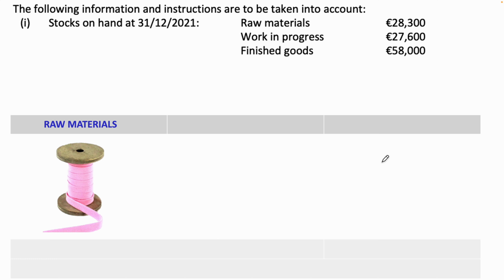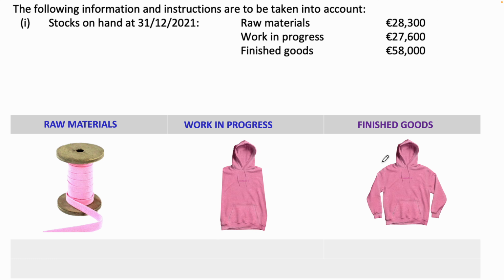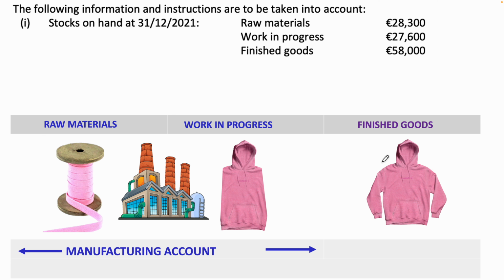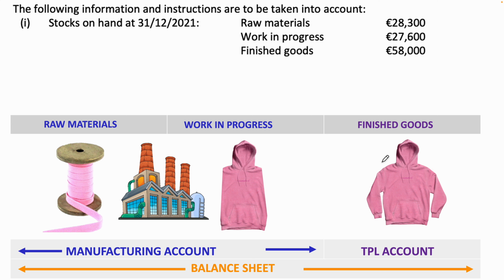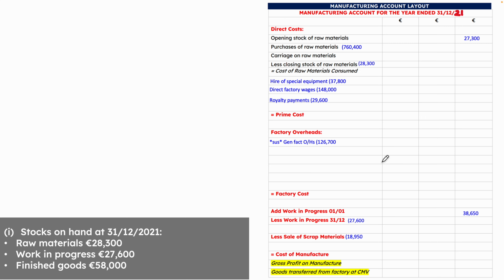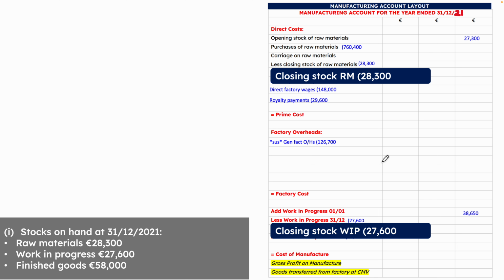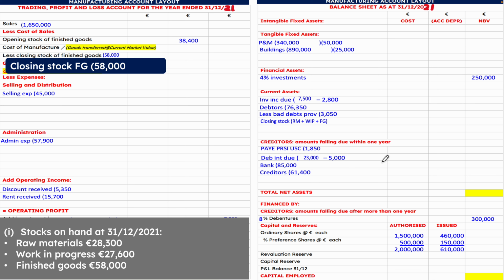So raw materials and work in progress, they are both going to go into the manufacturing account. Okay, they relate to the factory, they're going to go into the factory account, the manufacturing account, whereas the finished goods are going to go into the TPL account. But all 3 of these are going to go into the balance sheet. Okay, so raw materials at the end of the year, up in direct costs. Then we've got work in progress, closing stock, 27,600 at the bottom. The finished goods is going to go into the trading profit and loss, 58,000 there.